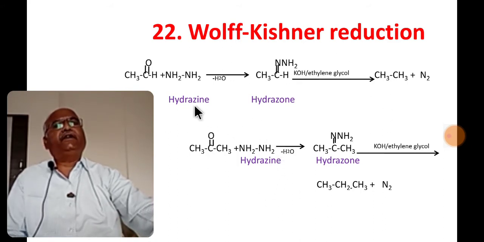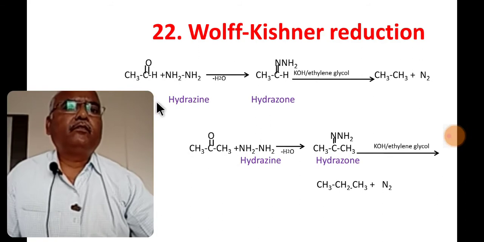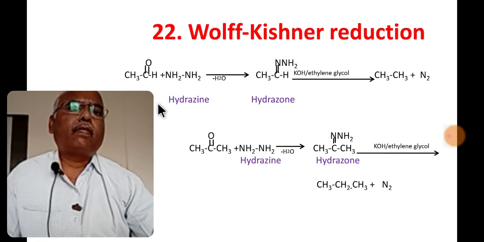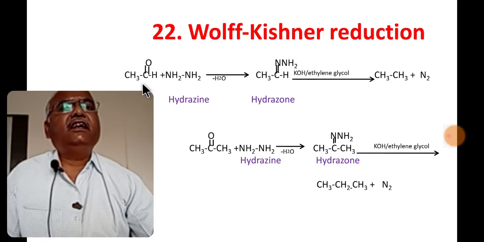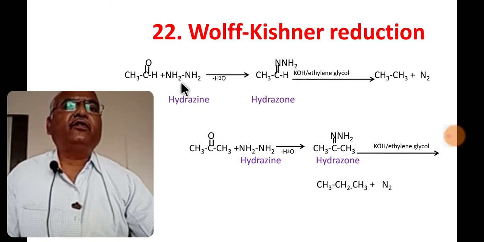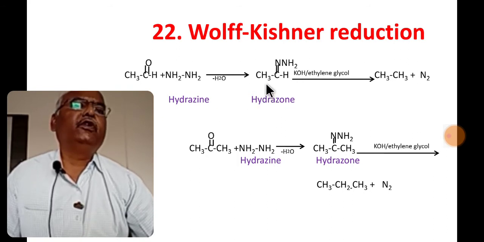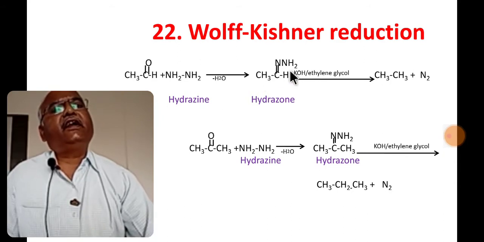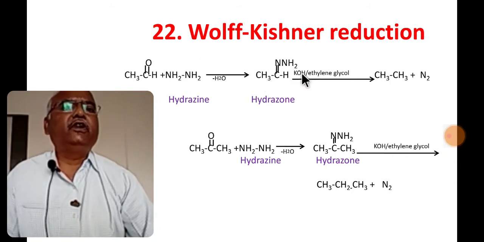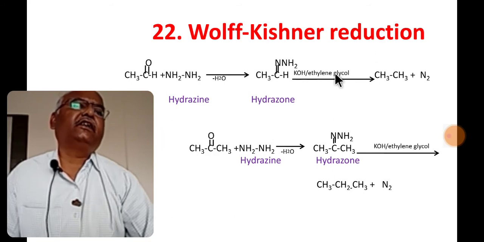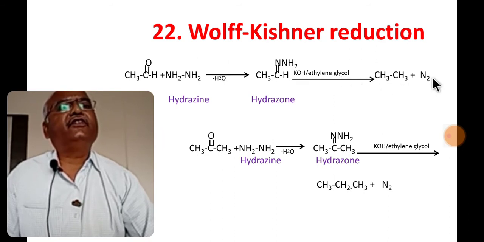alkanes are prepared. Here, acetaldehyde is treated with hydrazine. Condensation takes place, water molecule is removed and hydrazone is produced. This hydrazone on treatment with KOH and ethylene glycol gives ethane and nitrogen gas is liberated.